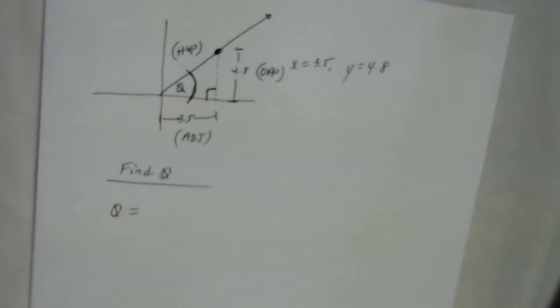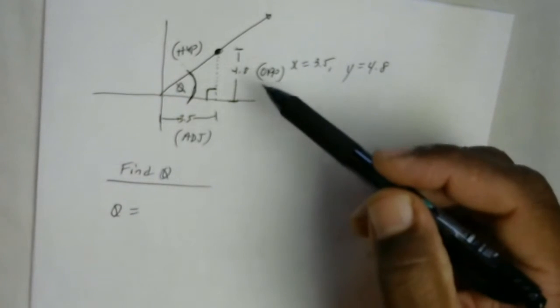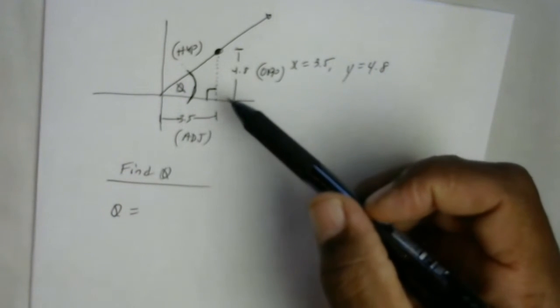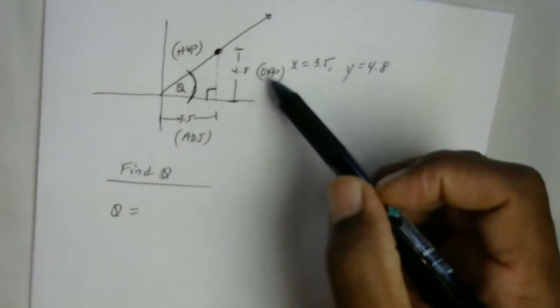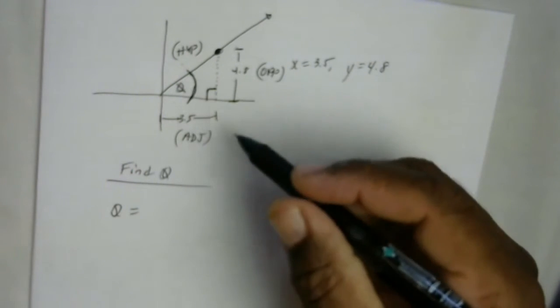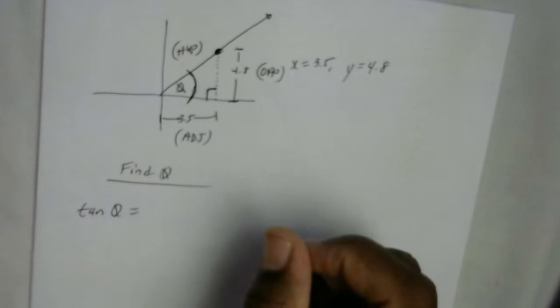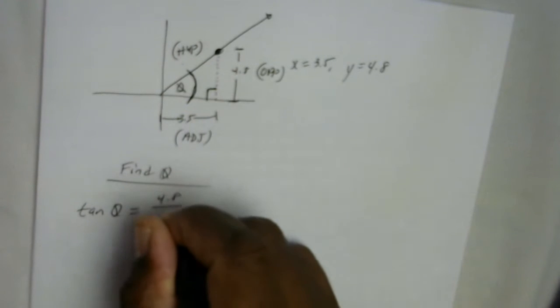So what trig function would we set up? Keep in mind that when we set up our trig function, there must be only one unknown. In this case, I want to set up a tangent function because I don't know my angle measure, but I know my opposite and I know my adjacent. So the tangent of theta is equal to my opposite, which is 4.8, divided by my adjacent, which is 3.5.